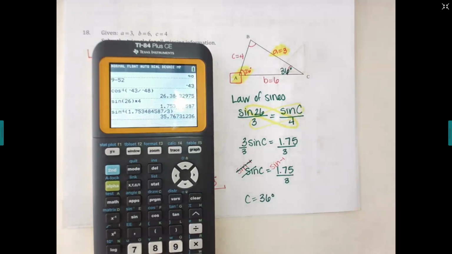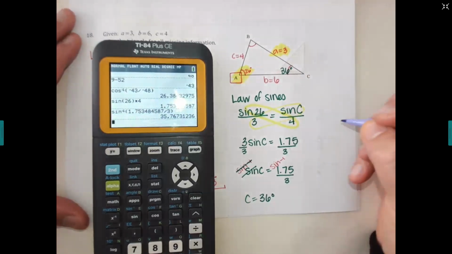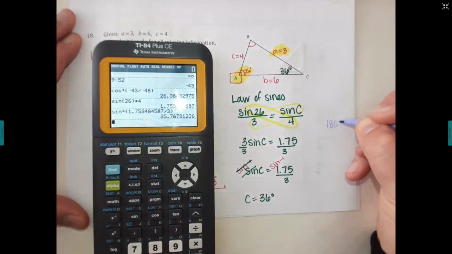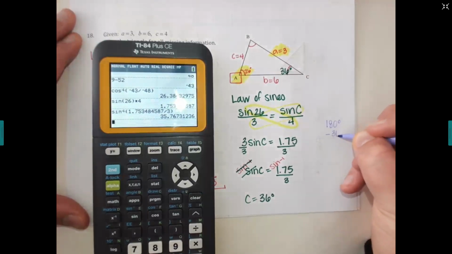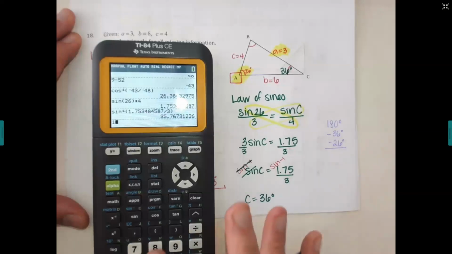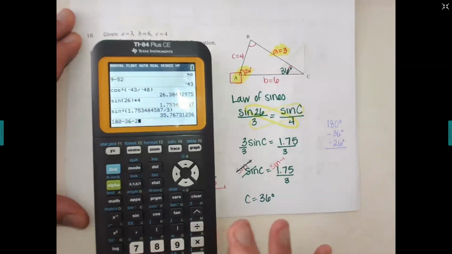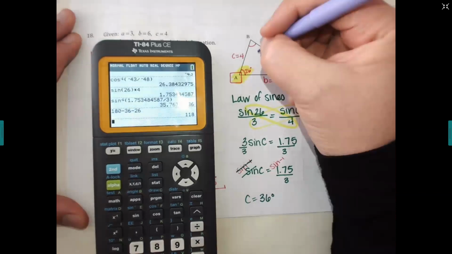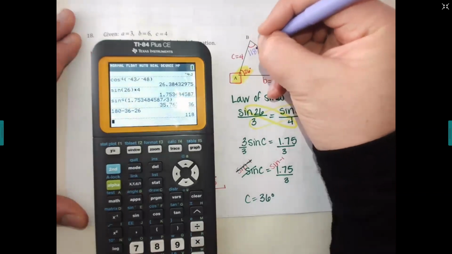Now, if I know 2 angles, remember that means really I know all 3, because for my third angle, I can just do 180 minus the other 2. So I'll do 180 degrees minus 36 and then minus 26. And then whatever's left over has to be 118 up here. Okay.